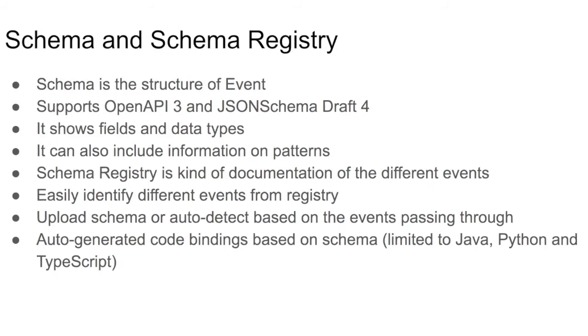So schema is nothing but a documentation of the event. You can go to the page and check what exactly is coming in, what exactly is the data type, what exactly is the pattern and the restriction for that particular event. So it's nothing but the simplest way to understand the overall structure of the event.